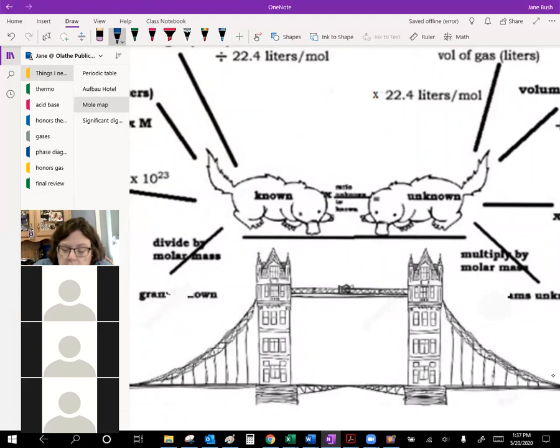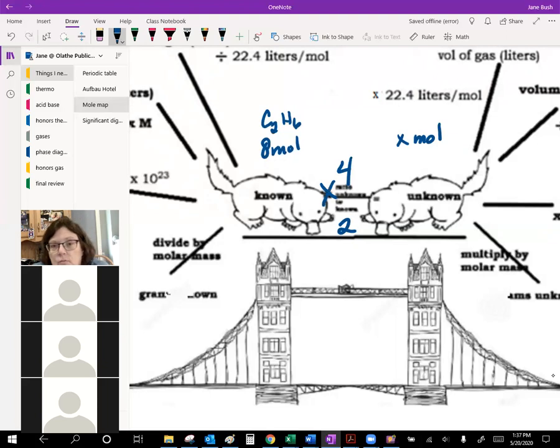So our known amount was 8 moles of C2H6. And we were solving for this many moles. And our ratio was 2 to 4. Every 2 moles of ethane made 4 moles of carbon dioxide. So you multiply 8 times 4 divided by 2, and that gives you moles. Okay? That's the basic process with stoichiometry.